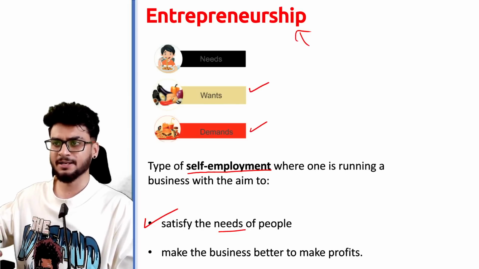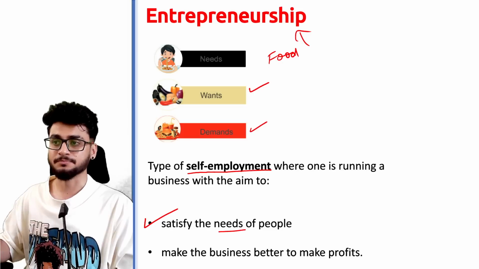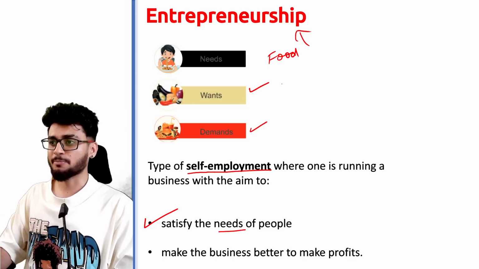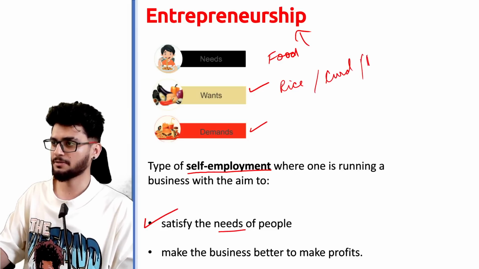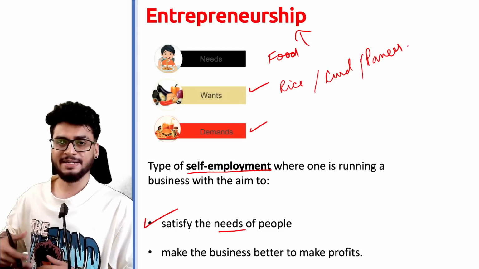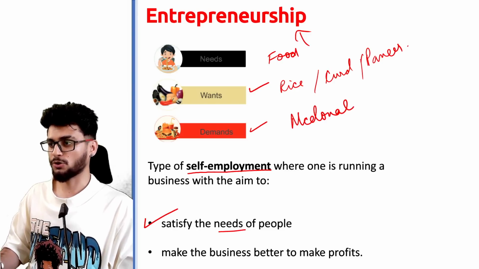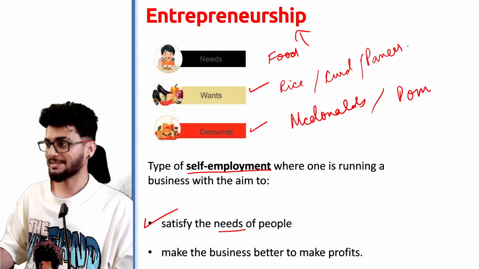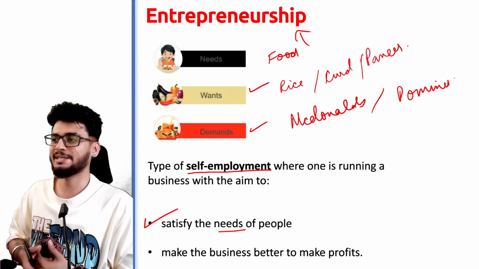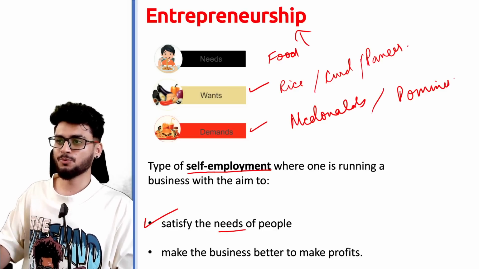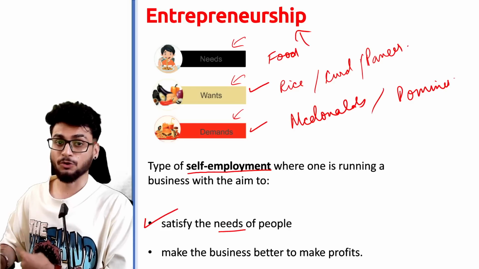If you need to understand it in a simple way, you can say that food is the need of every human. Wants में आता है अगर आपको probably rice खाना है या maybe curd खाना है or maybe paneer, you get options. So they are kind of wants. Demands is like आप और थोड़ा दूर जाओगे McDonald's or maybe Domino's. They are not your needs, they are not your wants, but they are actually your demands. You just feel like eating them, so you eat them. So if you are able to satisfy these three things in a society, then you can be an entrepreneur.